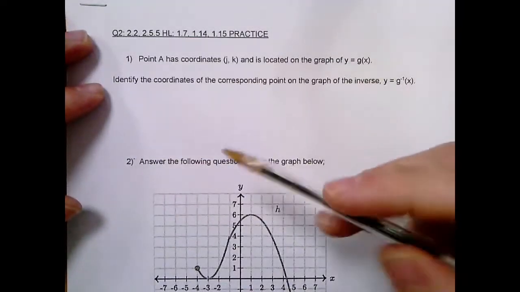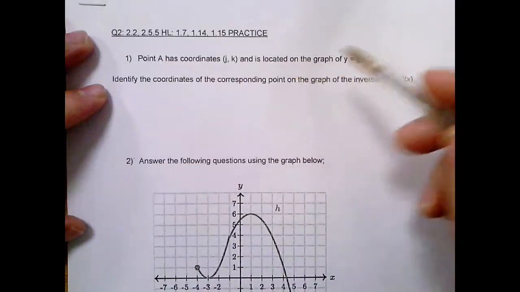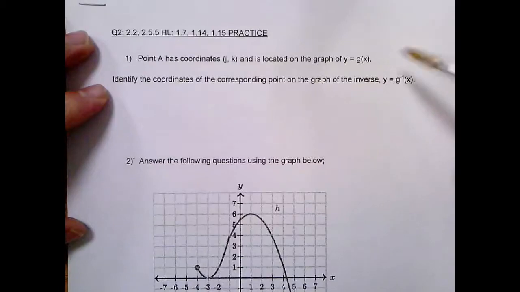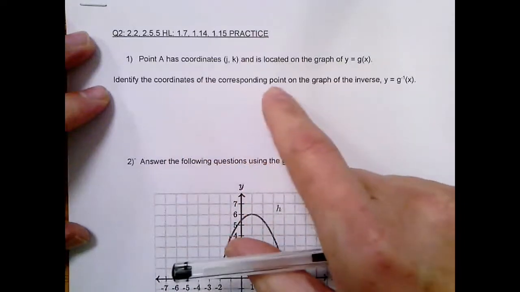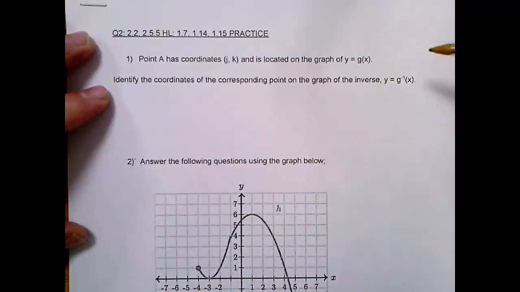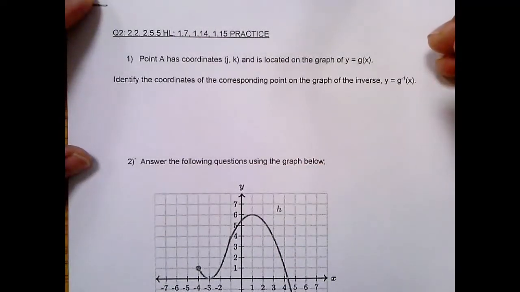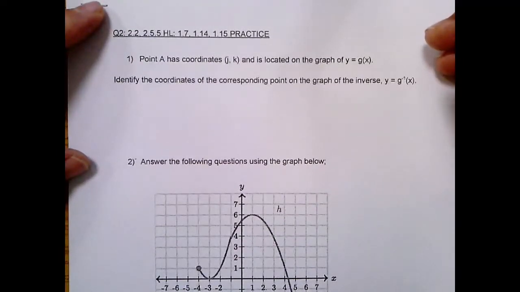Okay, so it says point A has coordinates (j, k) and it's located on the graph y equals g of x. So they say, why don't you identify the coordinates of the corresponding point on the graph of the inverse, y equals g inverse of x. So pretty much a straightforward function inverse type of question.